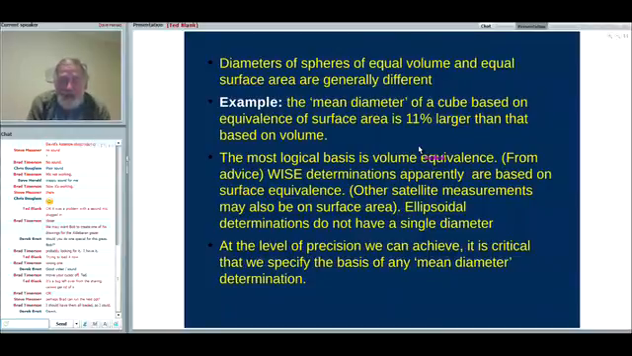When we're trying to derive diameters at the 1 kilometre level, 11% variation potentially on something, say, 100 kilometres diameter, that's 10 kilometres difference. With the type of precision that we are capable of achieving, it's actually important that we are clear about what the basis of the mean diameter is that we are reporting. It's a fundamental issue, and I'm going to be proceeding on the basis that we're going to be working on volume equivalence, not surface area equivalence. Next slide.